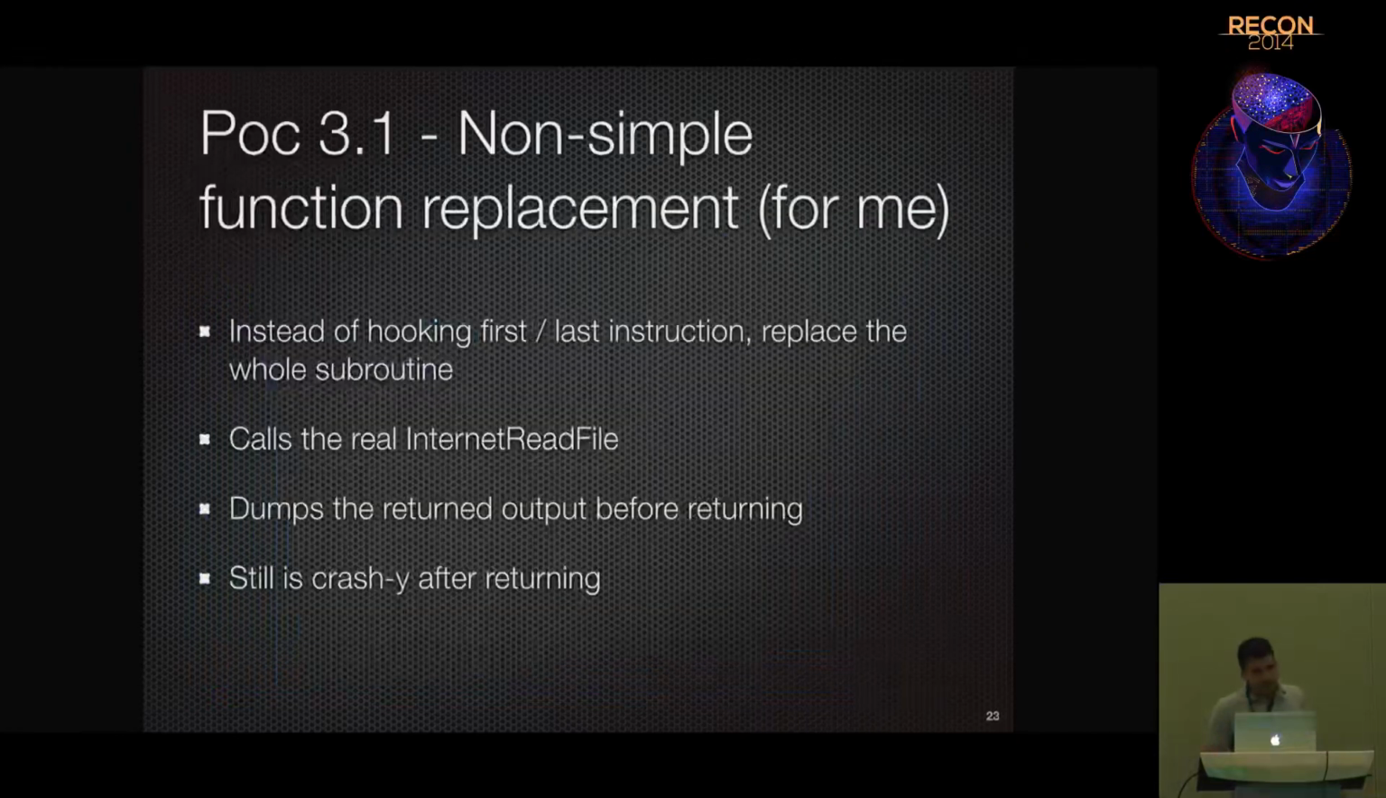And since that didn't really work the way I wanted it to, the next thing I moved on to was what I call non-simple function replacement, because it was something I hadn't done before. I decided to replace InternetReadFile with my own routine. I'll call the original InternetReadFile, pass that in as a pointer, and then dump the data out. But with this one, I ended up crashing. I was able to get the first packet when it returned to my test program, and it immediately crashed, so I was never able to fully dump it.